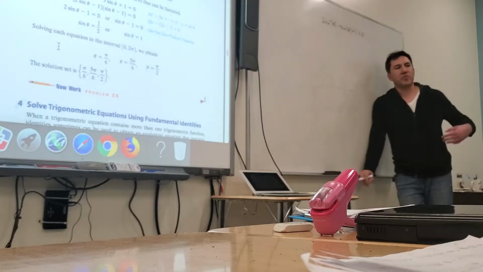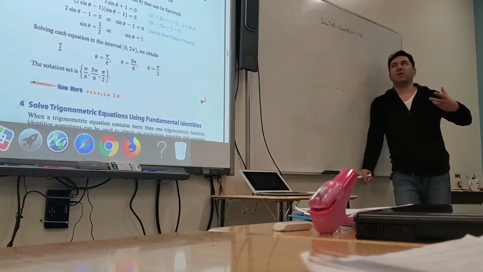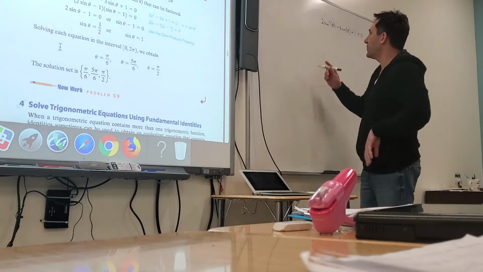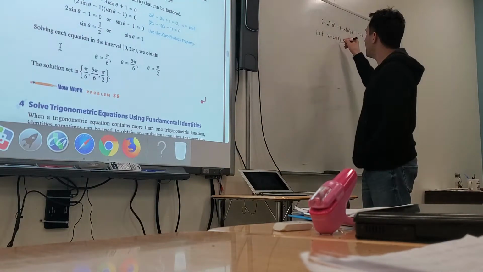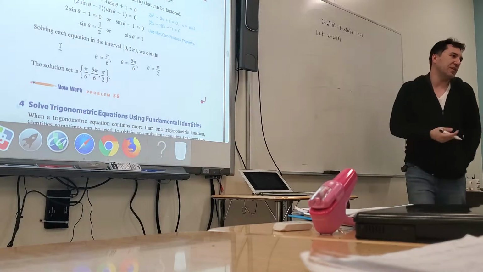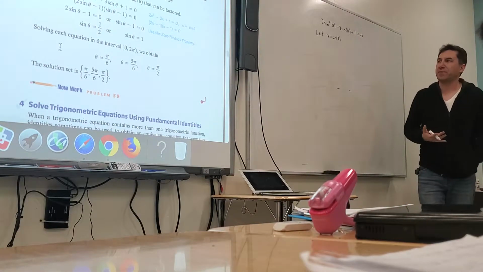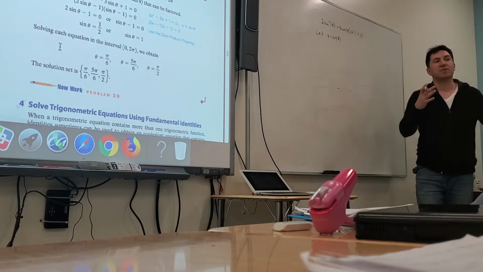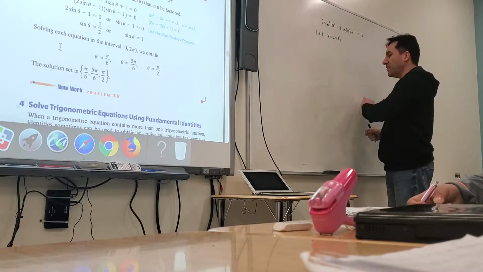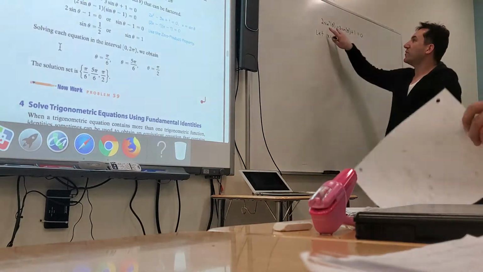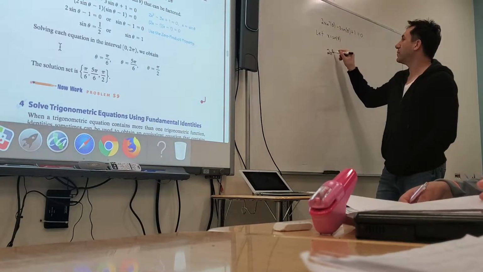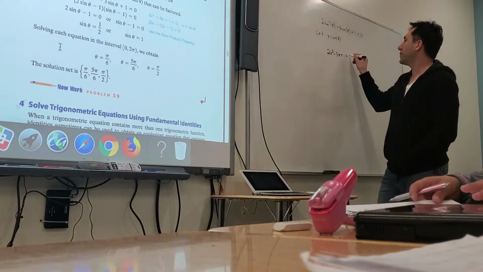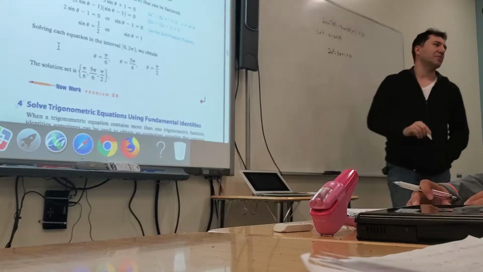What you should do is a variable transformation. What that means is: let x equal sine theta. That means x is the same thing as sine theta, right? That's what we did by symbolism. We said x is the same thing as sine of theta. So wherever you see sine of theta, you can replace it with x, right? So this becomes 2x squared minus 3x plus 1 equals 0, and that's a lot easier to work with, isn't it?